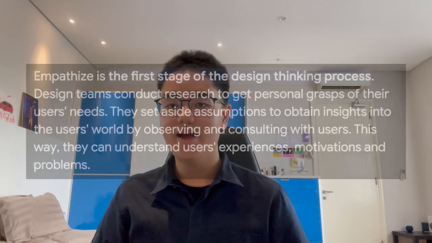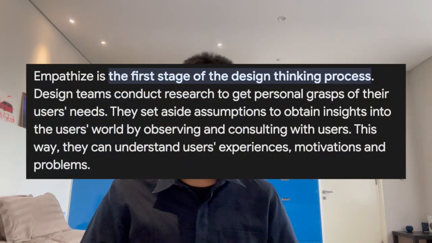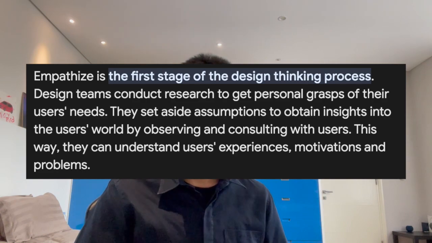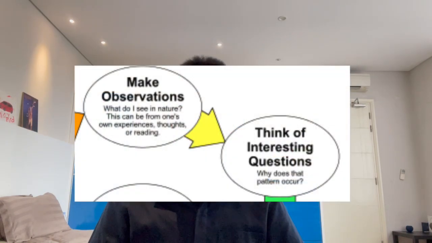So the first step of the design thinking process is to empathize. So empathize basically is where design teams conduct research to get a personal grasp on their users' needs. Or in the scientific method, it is known as making observations and thinking of interesting questions. Could be from reading your assignments or reading any books. But for this AP Physics project, maybe you would know what observation that I have made.